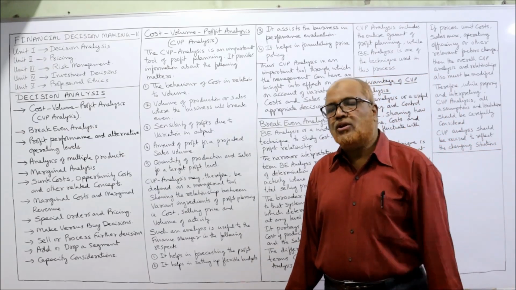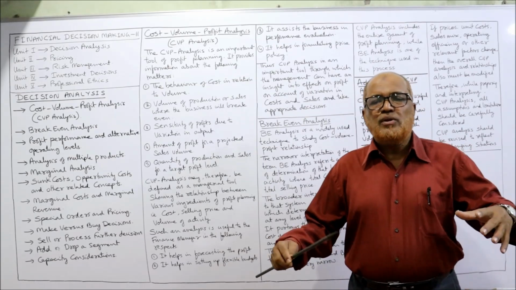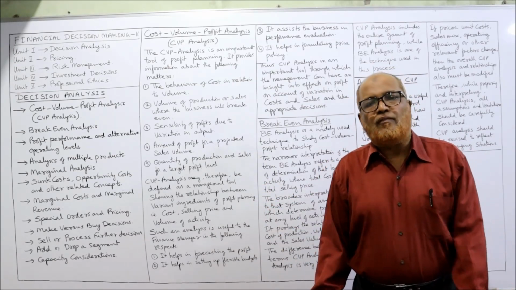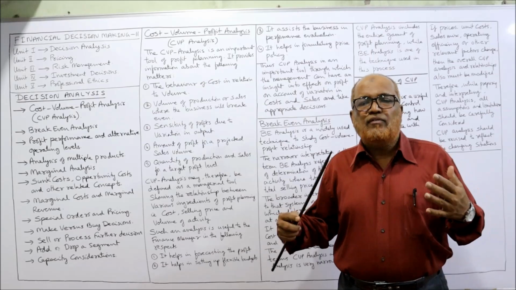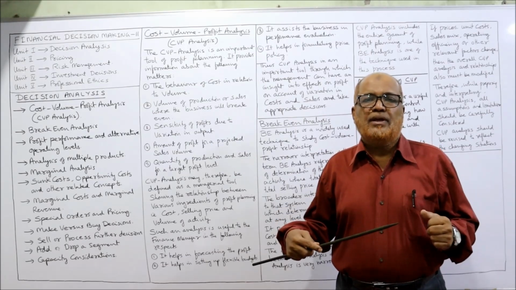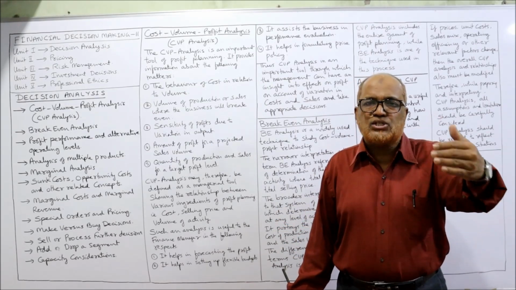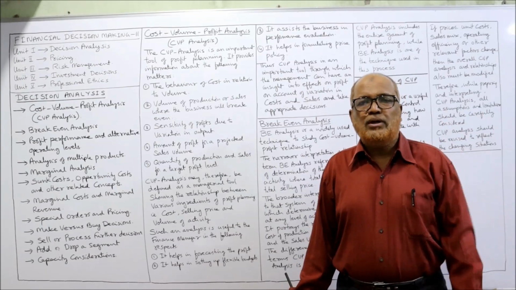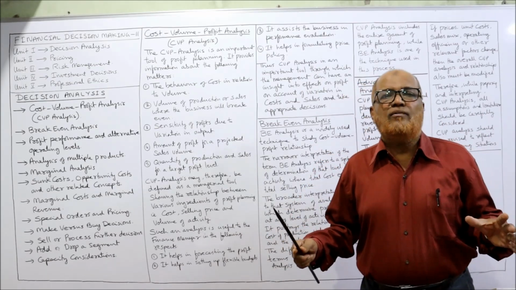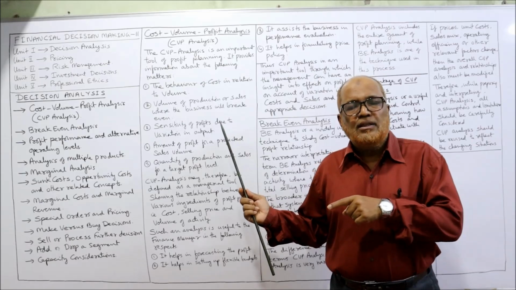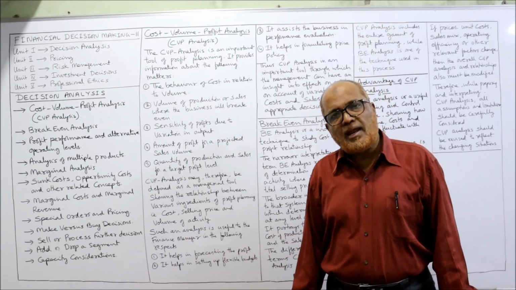First of all, it helps in forecasting the profit. Planning is the first function of management. The management will plan about the profit. How much profit we may get in future, in the next 6 months, in the next 1 year, in the next 2 years. We want to make the planning of the profit. Then the finance manager will make use of CVP analysis.